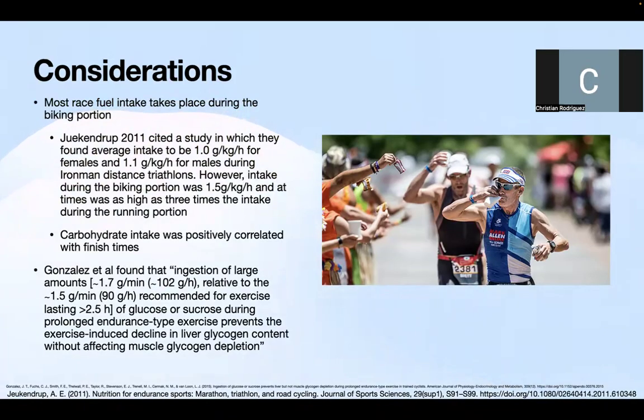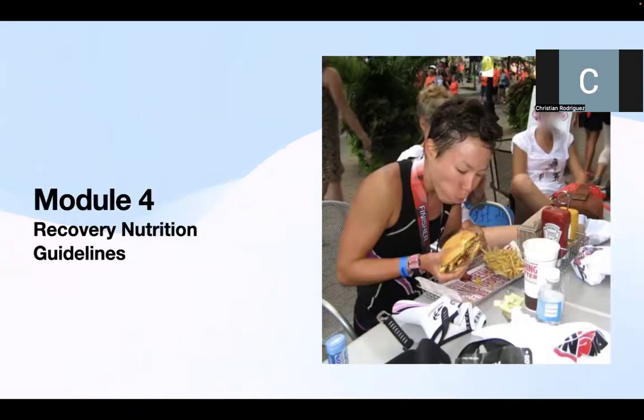Specific intakes have been found to be anywhere from a gram to 1.1 grams per kilogram per hour, but specifically during cycling, we've seen around 1.5 grams per kilogram, which is going to be closer to that 90 grams per hour. Carbohydrate intake has been positively correlated with finish time, so if you can do more, it's going to be recommended to intake as much as possible up to that upper limit.